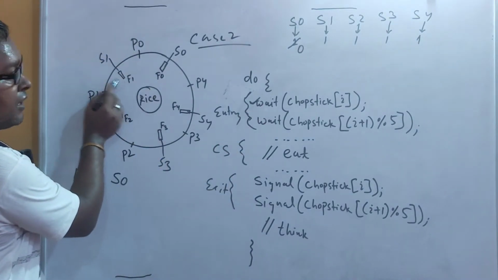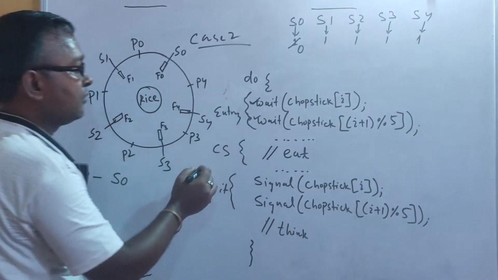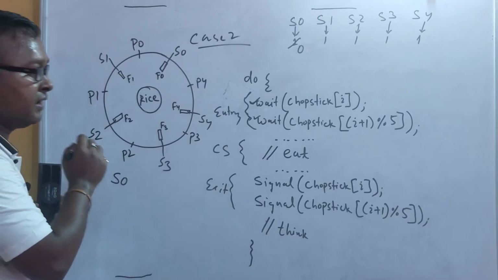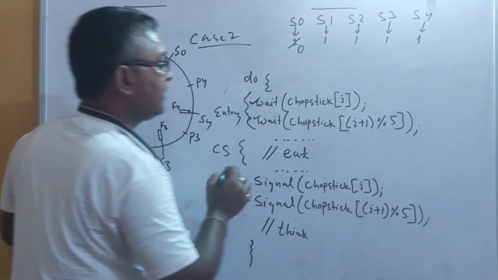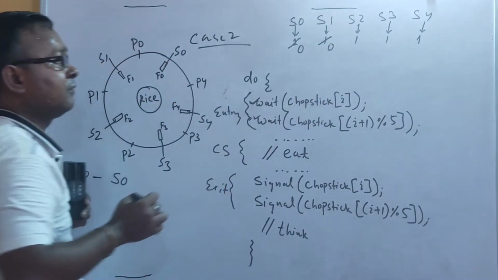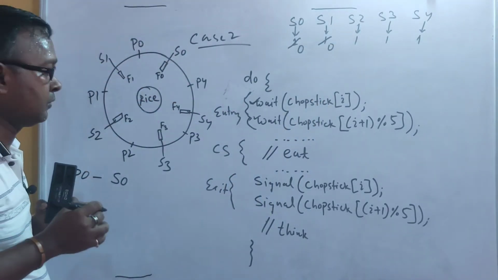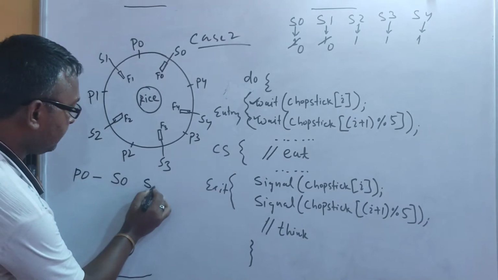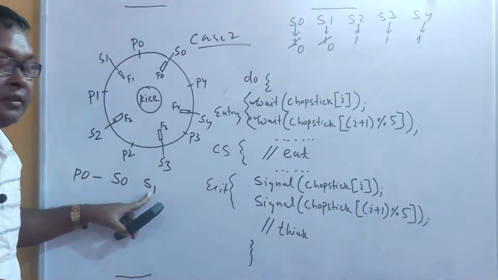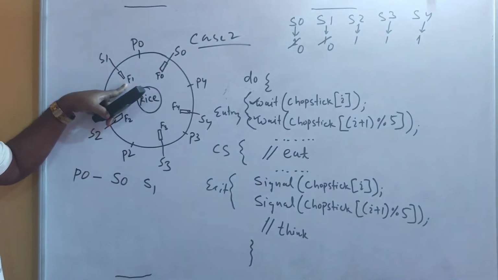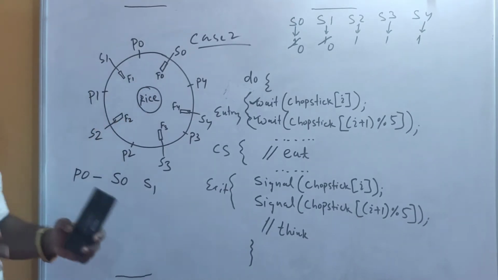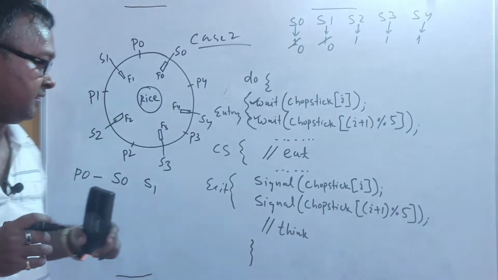Now he needs fork F1. In the second line of code, it will be executing the semaphore S1, right? When it executes this line of code, it will be decrementing the semaphore value of S1 from 1 to 0 and it will be getting the fork F1. So for P0 there won't be a problem, right? F0 and F1 he got and he starts eating the rice, right?